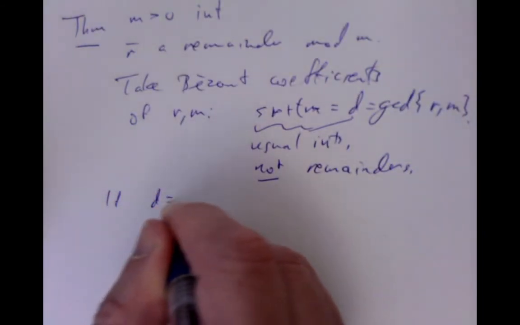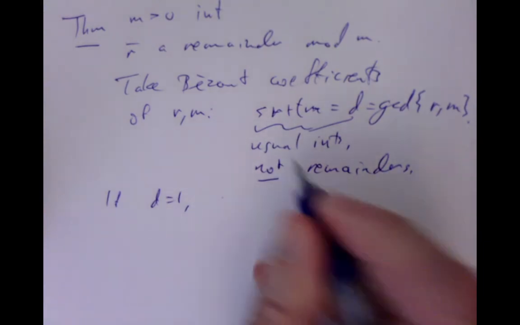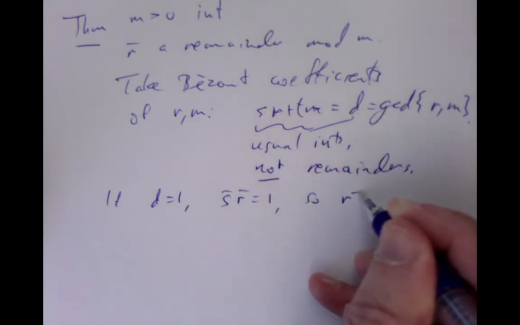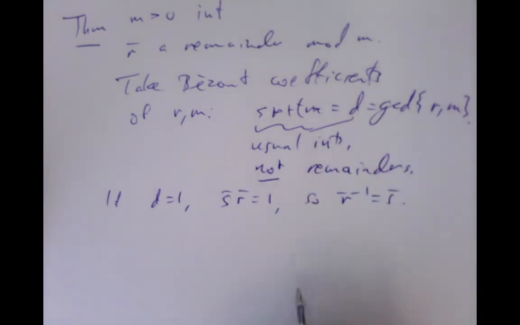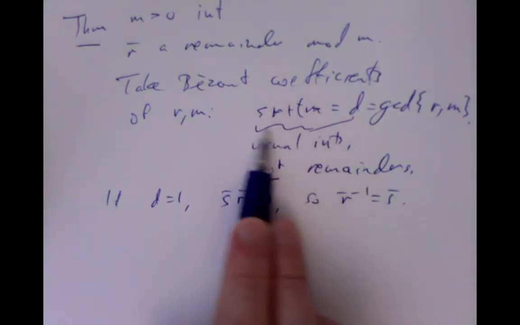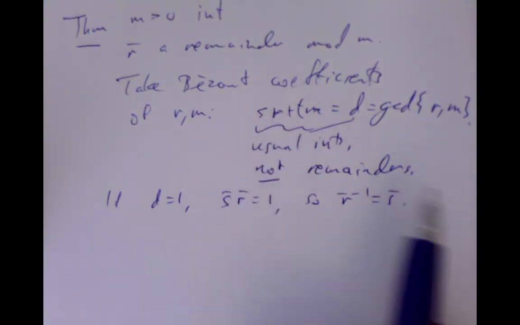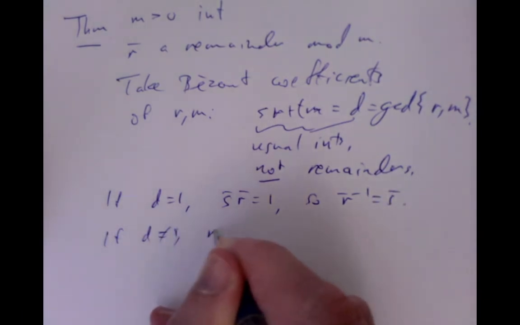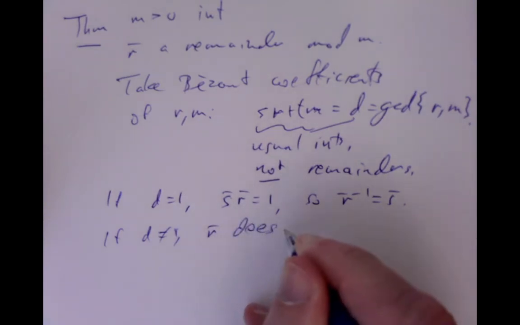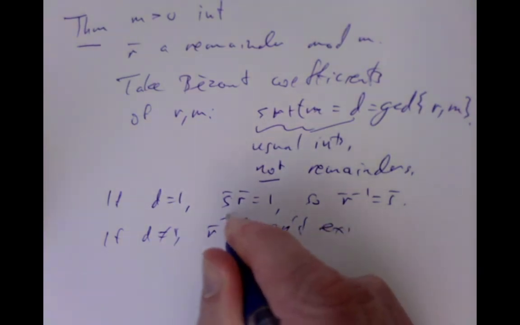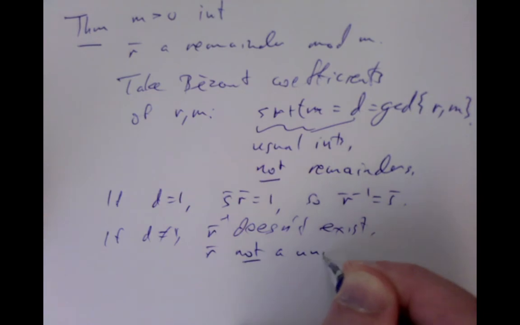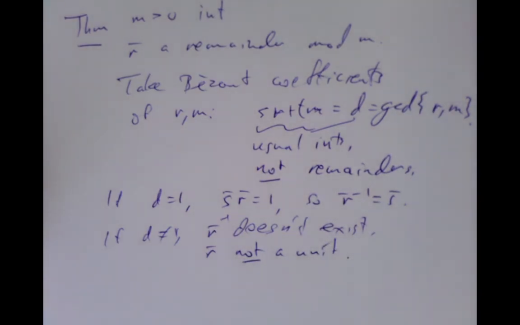If the GCD is 1, then just modding out the M's, you simply get S bar R bar is 1. So R bar inverse is S bar. So that's how you calculate the reciprocal. It's just the corresponding Bézout coefficient. On the other hand, if D is not 1, R bar inverse doesn't exist because R bar is not a unit. So it's a very simple result, and it's fairly easy to prove. Let's see how the proof goes.